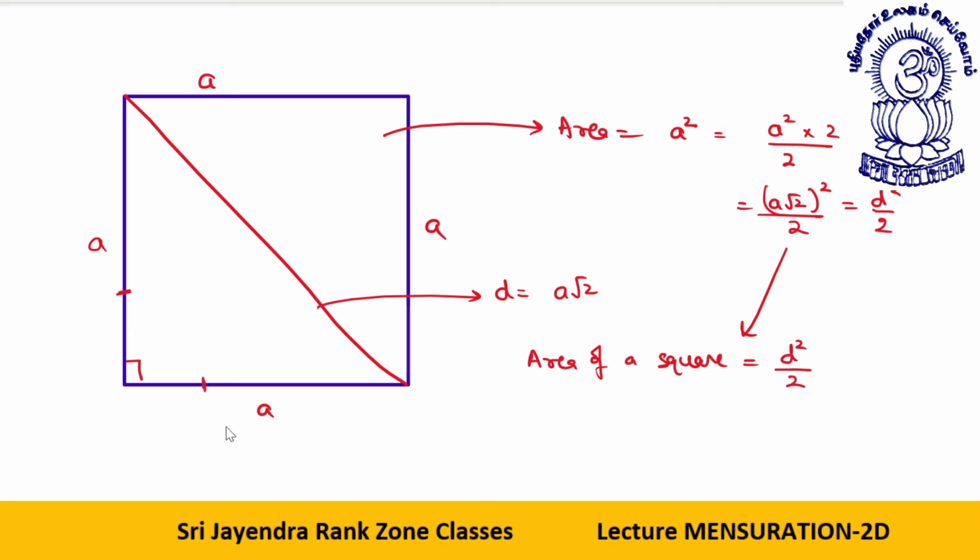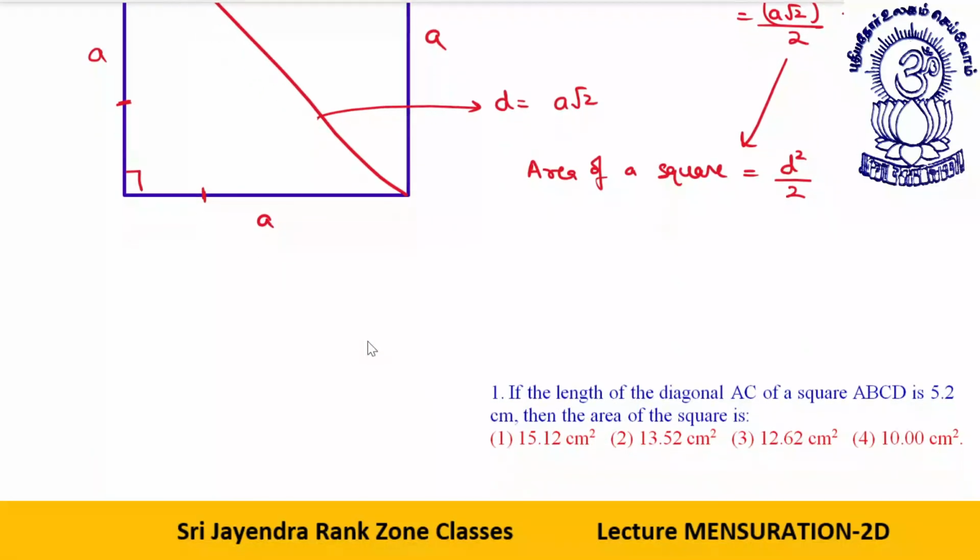Let's take the question. If the length of the diagonal AC of a square ABCD is 5.2, then the area of the square is, so area of the square by this method will be 5.2 square divided by 2. 5.2 square will be 27.04 divided by 2.